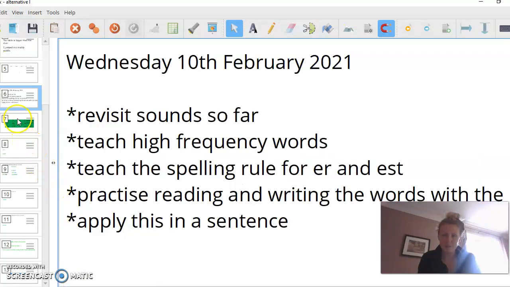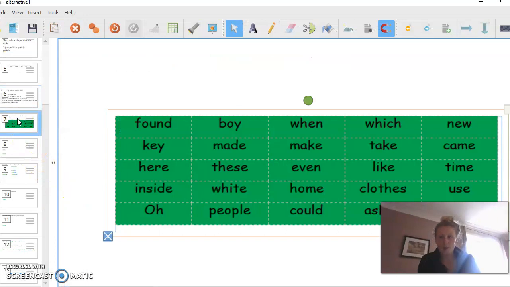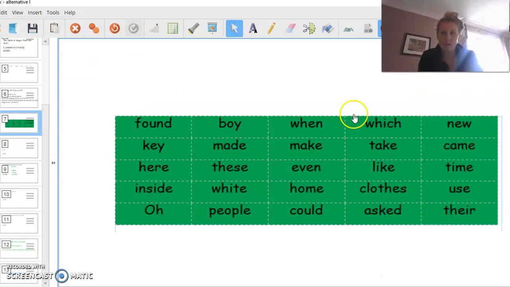Well done. So these are our high frequency words we're going to look at today. You've got this full sheet in your book, but what we're going to do today is just together look at this top row here. So we've got 5 words here to look at. I'm going to read it, then you will say it.